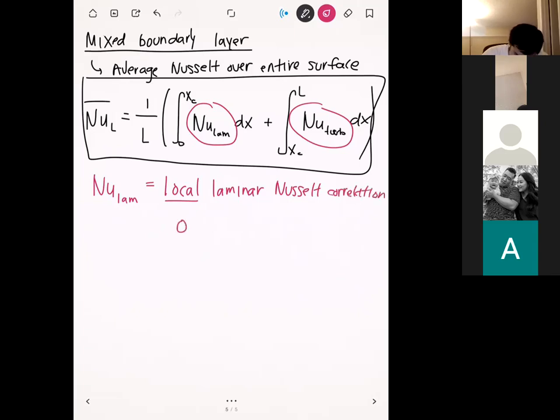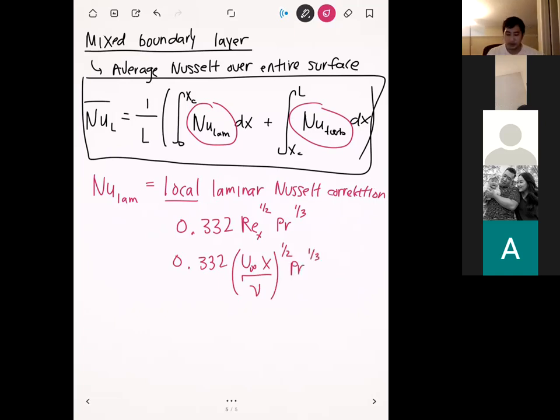Okay. And so the one you're going to plug in is 0.332 times the Reynolds number to the 1/2 with respect to x, times the Prandtl number to the 1/3. And remember, the thing that you're integrating here is x. And so for the Reynolds number with respect to x, you're going to plug in 0.332 times (u infinity times x divided by the kinematic viscosity) raised to the 1/2, times the Prandtl number to the 1/3. Okay. And so that's what you're going to plug in for Nu lam.